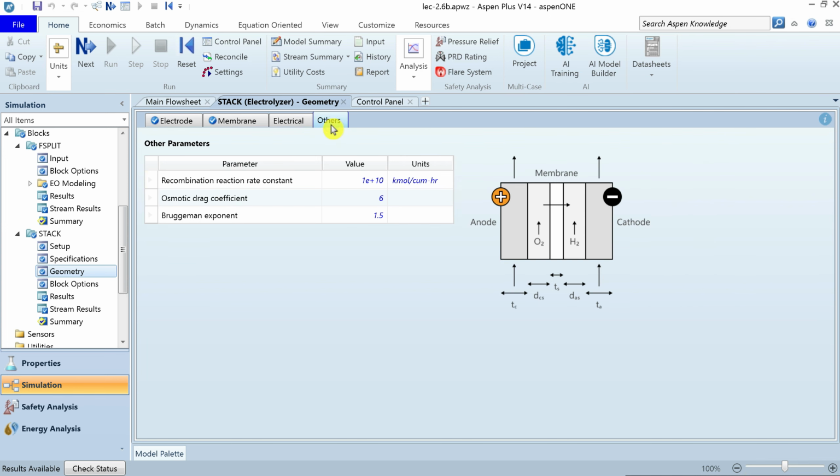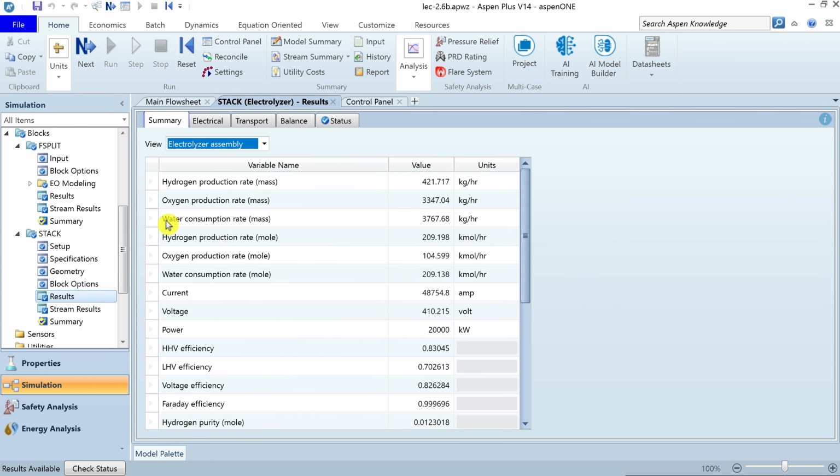Besides these details, you can define the Bruggeman exponent, osmotic drag coefficient as well as the rate constant of the recombination reaction. Let's have a look at the results. Again, for this case, the rate of hydrogen production, oxygen production and water consumption on mass basis as well as on mole basis are provided. Compared to the shortcut case, there is a slight difference in the water consumption and hydrogen and oxygen production rates.